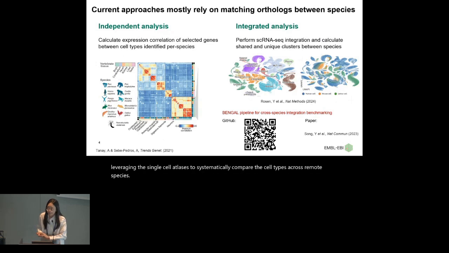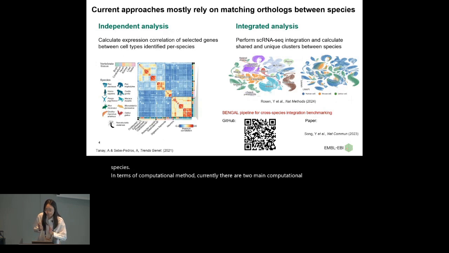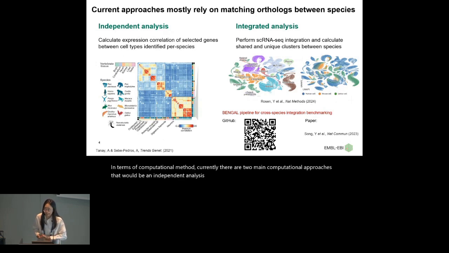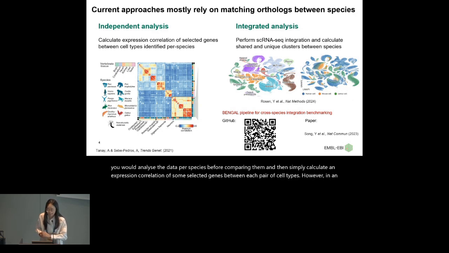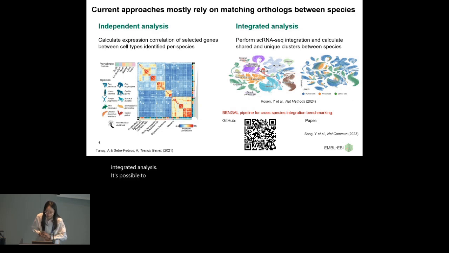In terms of computational methods, currently there are two main approaches: an independent analysis and an integrated analysis. In an independent analysis, you would analyze the data per species before comparing them, and then simply calculate an expression correlation of some selected genes between each pair of cell types. In an integrated analysis, it's possible to perform single-cell RNA-seq data integration and calculate the shared and unique clusters between them. Previously, we mostly worked on data integration.